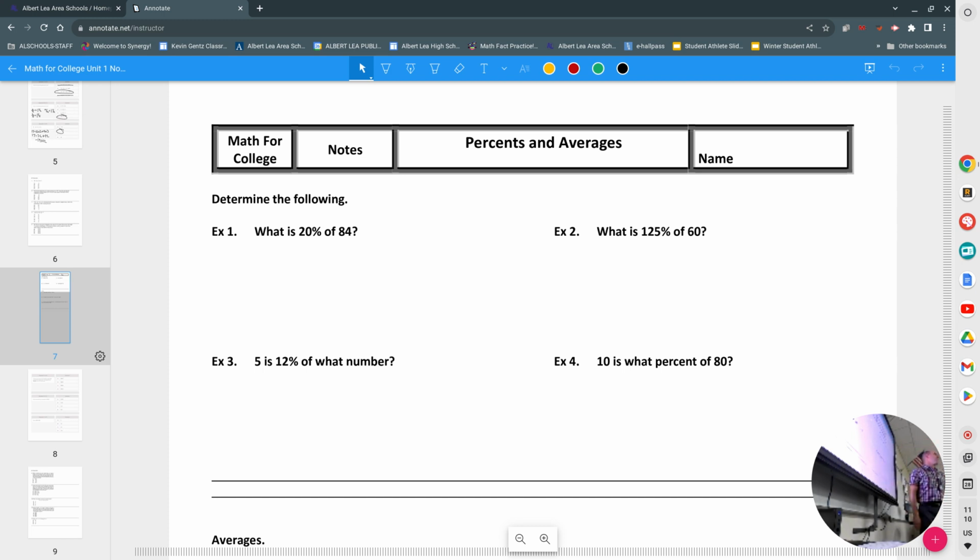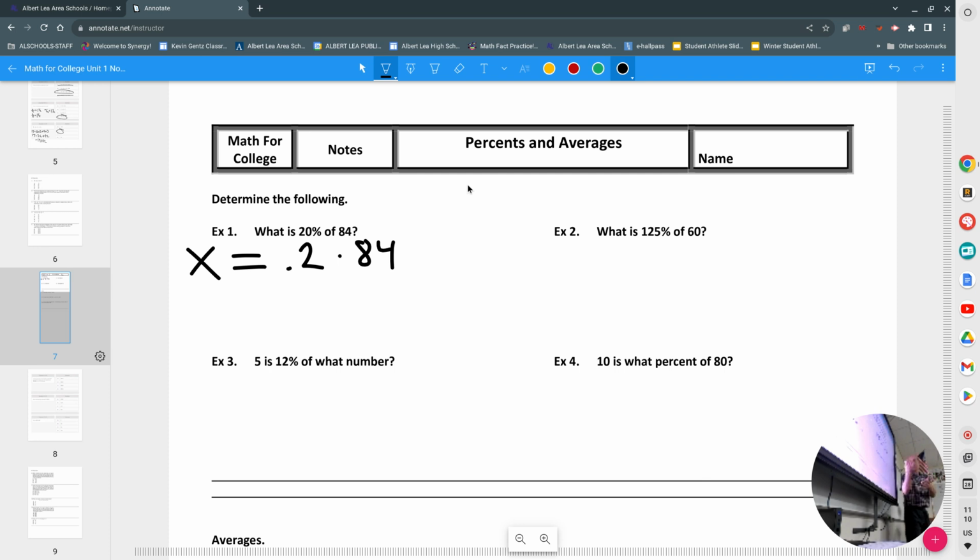What is 20% of 84? People get confused when they see percents. I'm going to make it simple for you. We are going to write this language in mathematics. The question is what? What means x. Is means equals. Anybody want to guess what I write instead of 20%? 0.2. The word of means multiplication. What is 20% of 84? That's what this means right there.